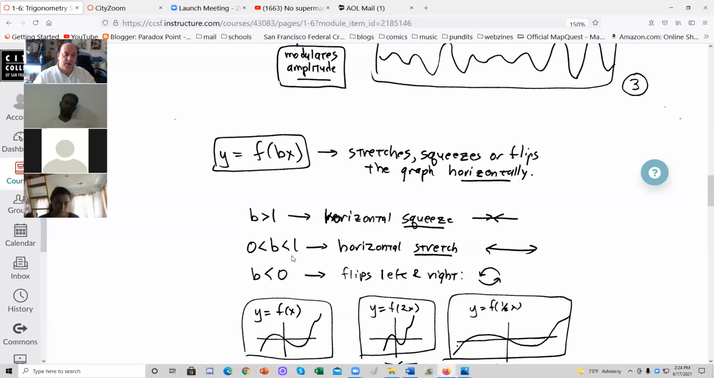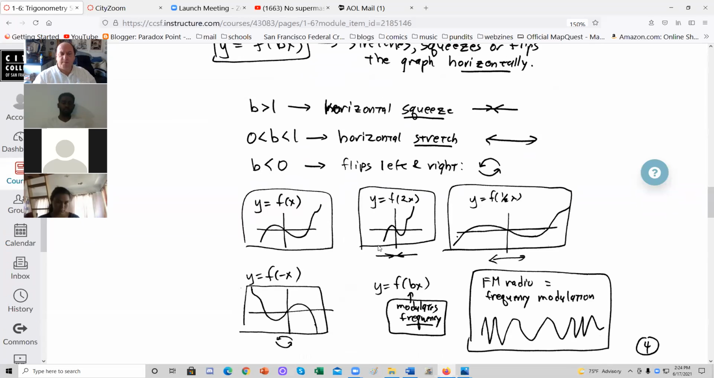For example, if here's y equals f of x, y equals f of 2x is shorter left to right. It runs through its range faster. If b is between 0 and 1, then that's a horizontal stretch. It runs through its range slower.